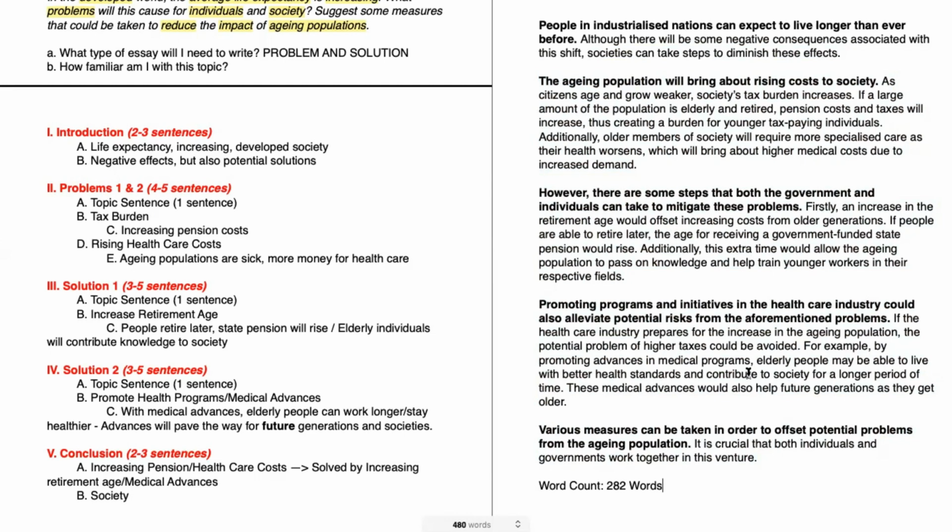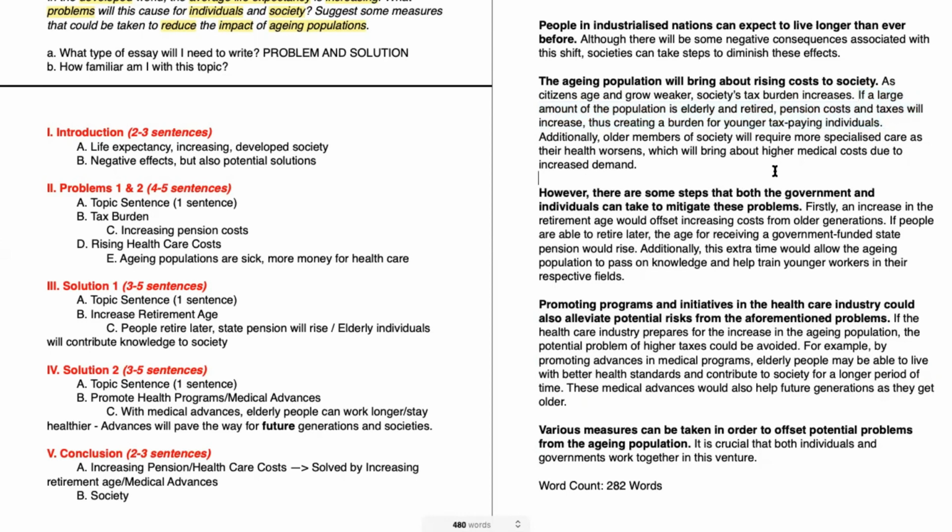In terms of the grammar, the modal was used because in problem and solution essays, you want to suggest and propose various measures, and the modals are perfect for that. So always keep that in mind. I also used various conditionals. So if you look here, we see if a large amount of the population is elderly, pension costs will increase.